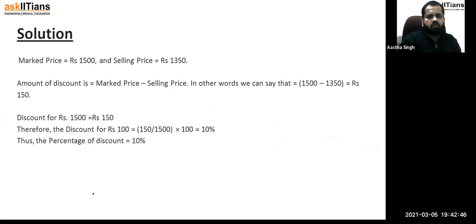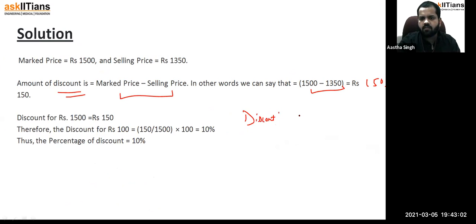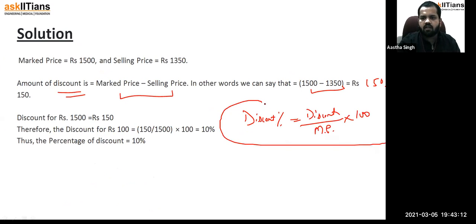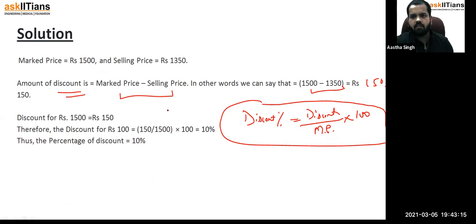So this is what we have already done. Your discount will be market price minus selling price, that is this much, equal to rupees 150. Okay. And just put in the formula. Discount percentage is your discount divided by market price multiplied by 100. What is discount? Discount is your market price minus selling price. Okay.